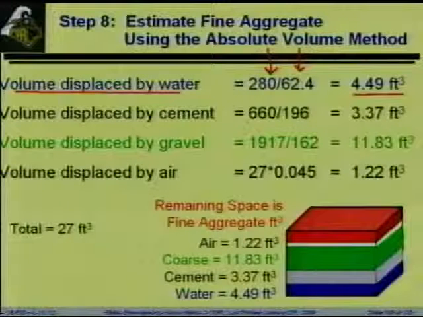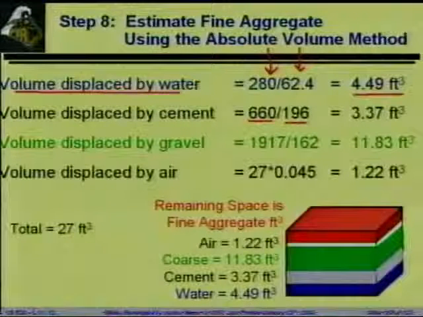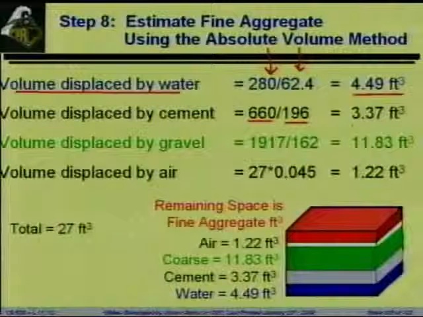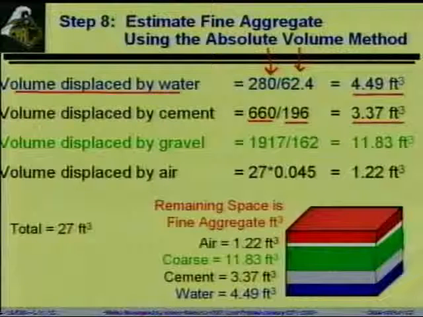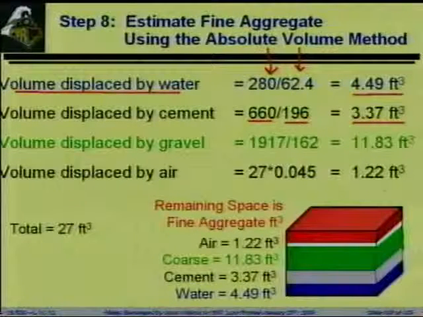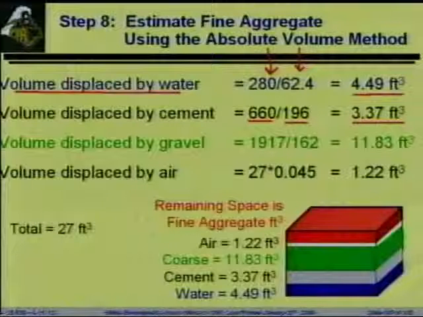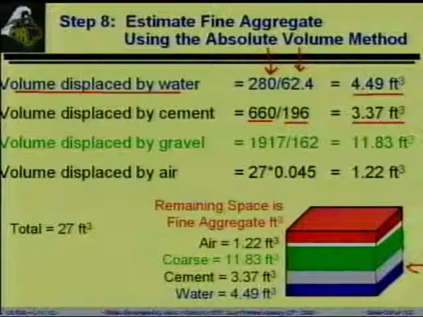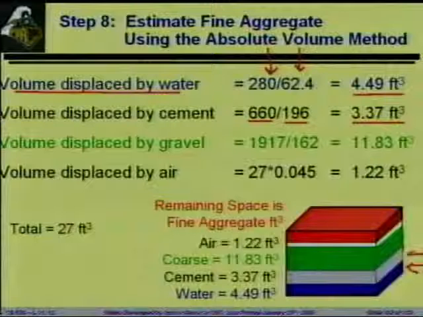Our cement was 660 pounds. We know that's 196 pounds per cubic foot, so 3.37 cubic feet of this is going to be our cement. So we've got our water on the bottom, and we now stack in our cement.